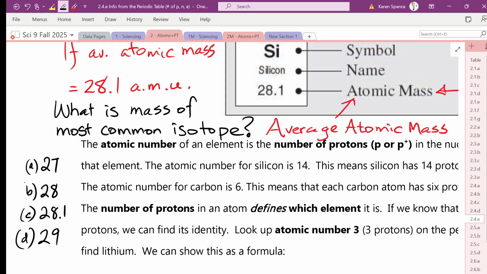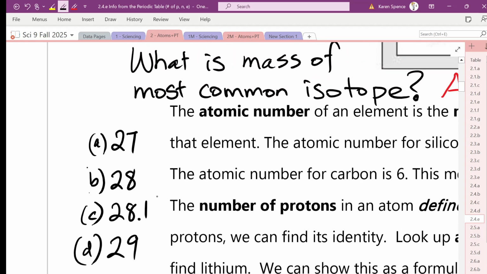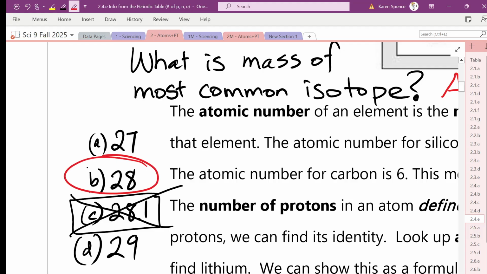All right. Here's the thing. What does 1 proton weigh? 1. What does 1 neutron weigh? 1. Is it possible for an isotope to have a mass with a decimal in it? No, because you have to have whole numbers only. So most of you guessed 28, and that's correct.